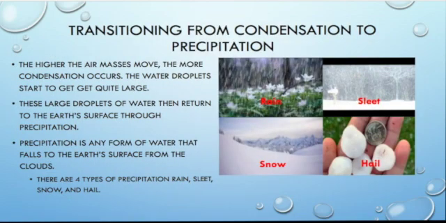We transition from condensation to precipitation. The higher the air mass moves, the colder it gets and the more condensation that occurs until those drops of water are really, really large. When the air mass can no longer hold the weight, we have some form of return to Earth with those water droplets. Precipitation is any form of water that falls to the Earth from the clouds.